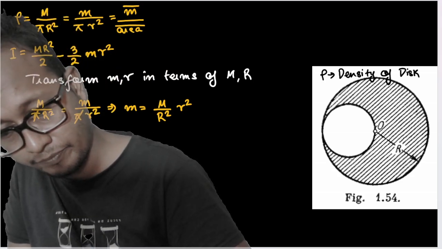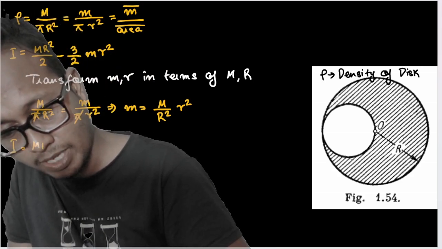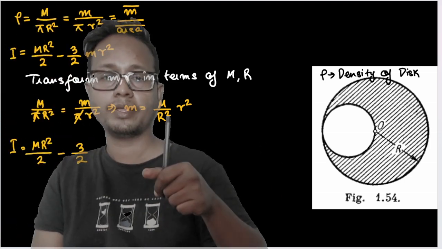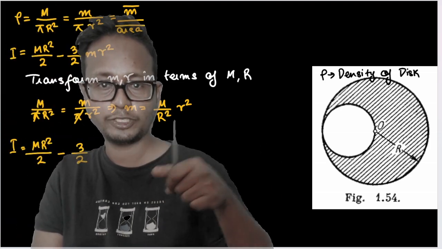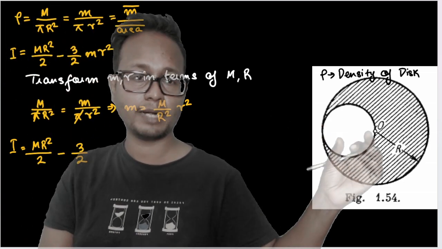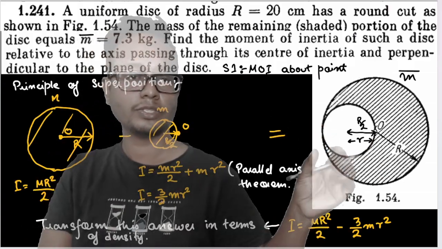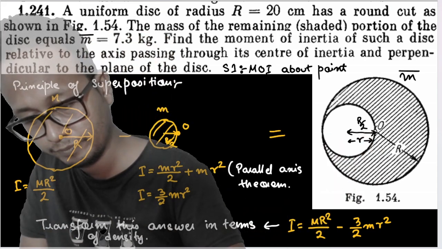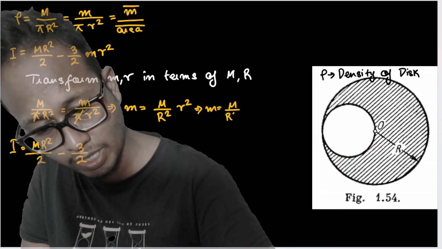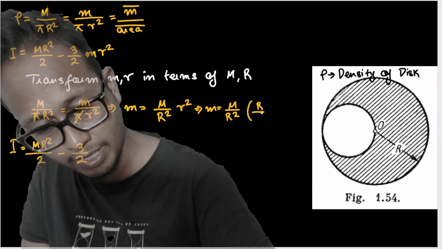Moment of inertia I is equal to m r square by 2 minus 3 by 2 m. What is the value of m? The value of m is nothing but capital M by R square into small r square. One more thing, small r is nothing but capital R by 2. I've already said that before. So again, m is equal to capital M by capital R square into capital R by 2 whole square.